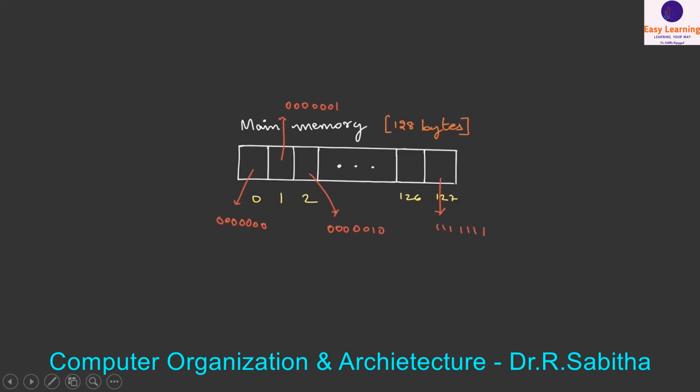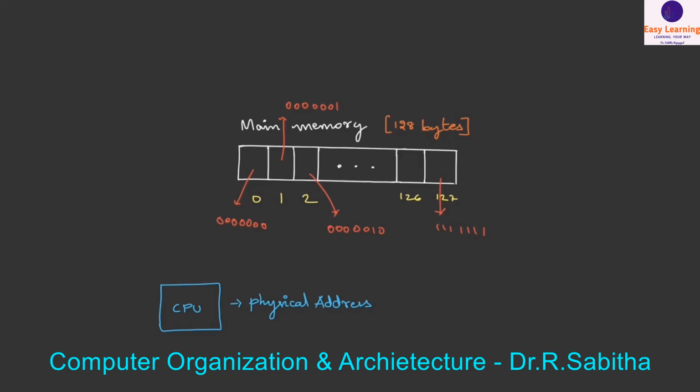So, the first location is given the value of all zeros and the last location is given the value of all ones. The binary representation of the address is like this. Instead of 0, 1, 2 and so on, we are using binary values because memory addresses are always given in binary.